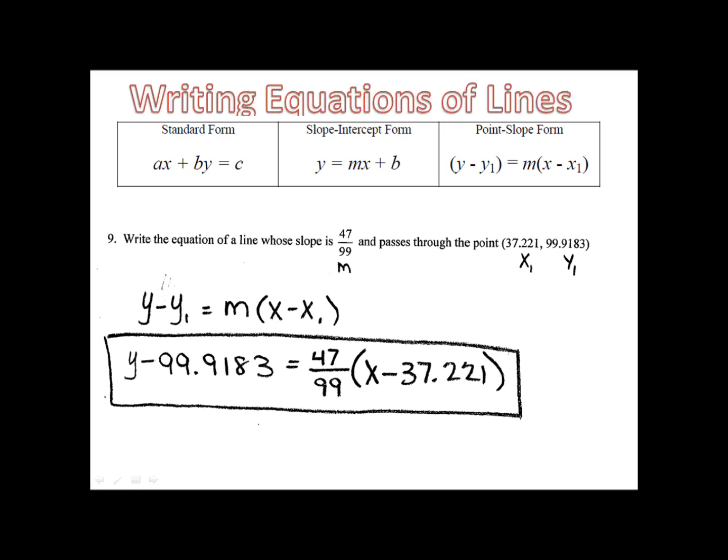However, I can just plug them into the point-slope formula: y minus 99.9183 equals 47 over 99 times x minus 37.221. And there I have a perfectly valid equation of a line that I can put into a computer and graph. It was much simpler to do that than to deal with slope-intercept.